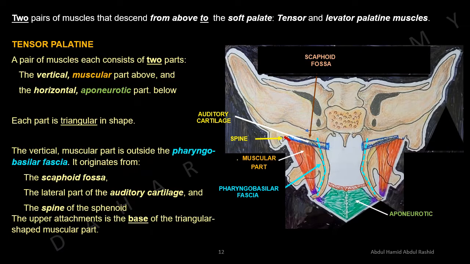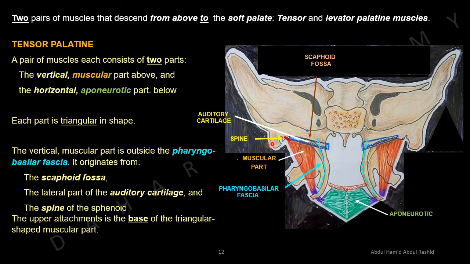Two pairs of muscles descend from above to the soft palate. They are the tensor and levator palatine muscles. Let's see the diagram first. This is the posterior view of the sphenoid bone. This is the medial pterygoid plate. This is the posterior border of the medial pterygoid plate. And this is the hamulus. This is the scaphoid fossa, auditory tube, and spine of the sphenoid.